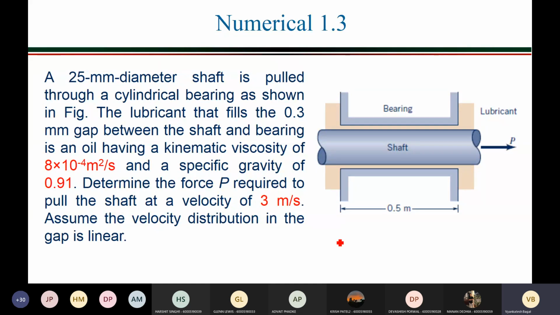Now, determine the force P required. You can change the symbol if you want. We are talking about force, so just make it capital F for force, and here also you can write this as force F. So determine the force F required to pull the shaft at a velocity of 3 meter per second. Assume the velocity distribution in the gap is linear. Fine. So can you solve it on your own?